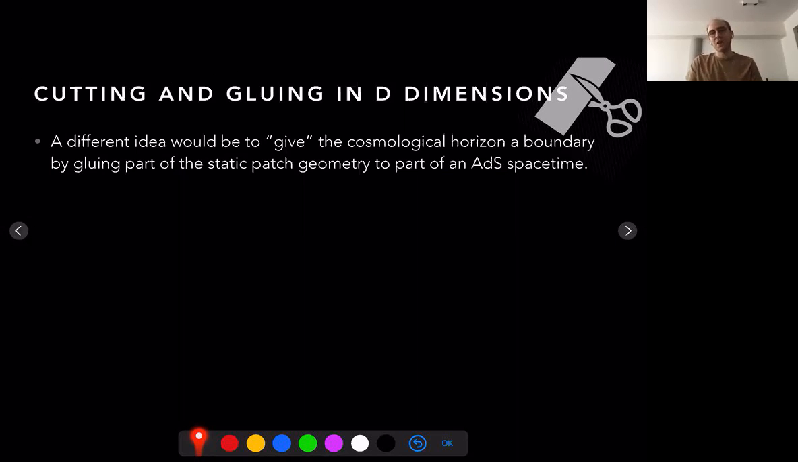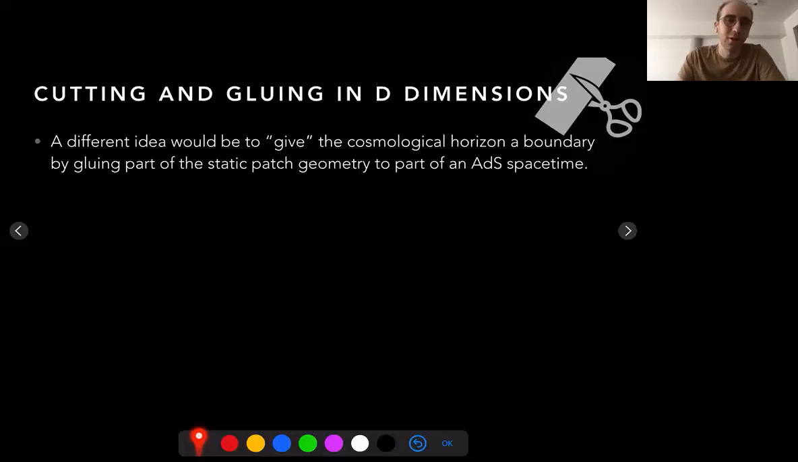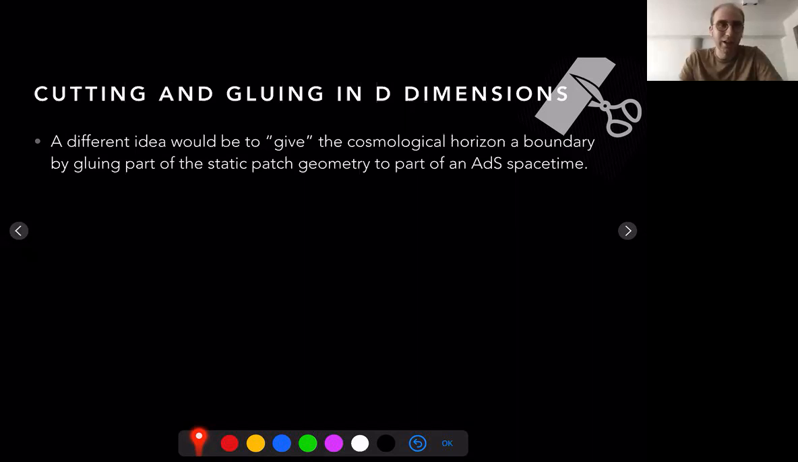And the idea would be, okay, we have this cosmological horizon that is finite, there's no boundary. What if we can cut a patch of this static patch and glue it to something that looks like AdS that will give a boundary to this cosmological horizon? Then we will be in a good position, because we will have our lovely boundary of AdS/CFT, and at the same time, inside the spacetime, we will have a portion of de Sitter that we might hope to probe with the usual experiments that we do in AdS/CFT.